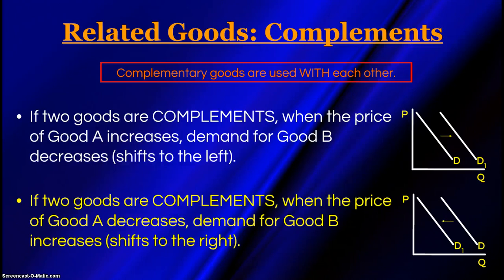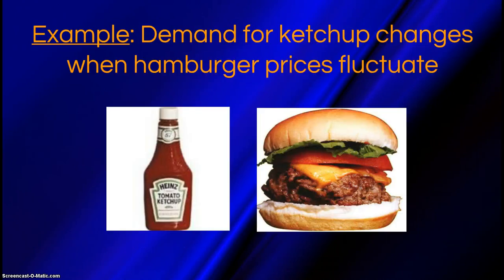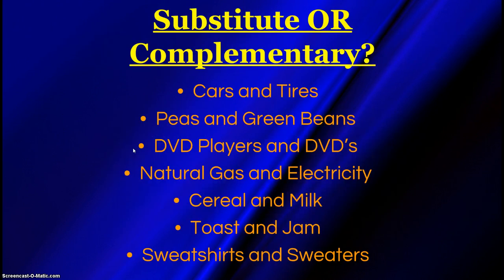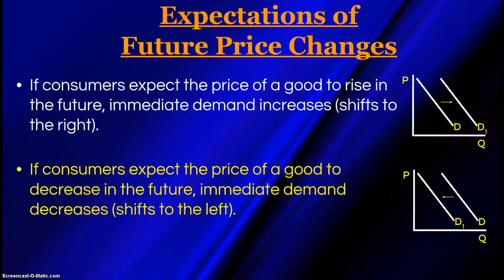And another related good is a complement, and these goods go with each other. So ketchup and cheeseburgers: when the price of ketchup goes up, it's going to change how you want to purchase cheeseburgers. All right, you can do this for fun and let us know if you have any questions.